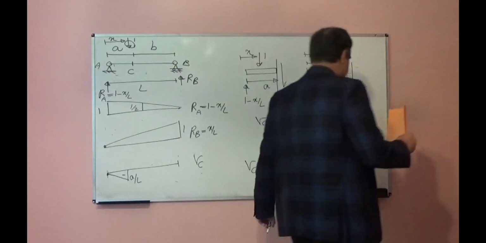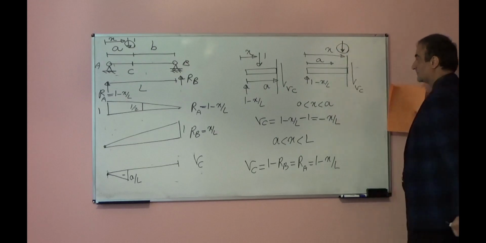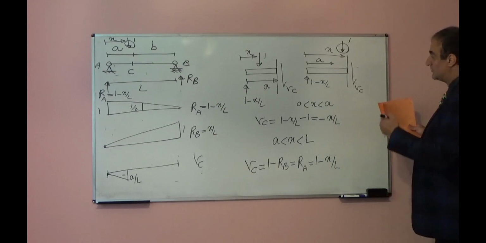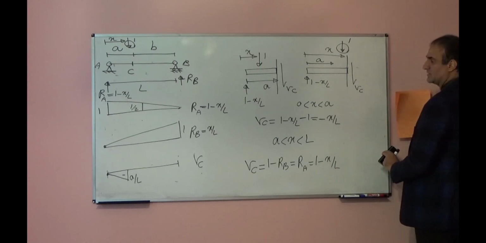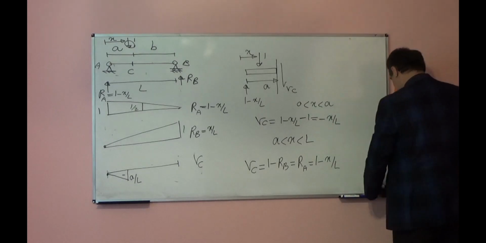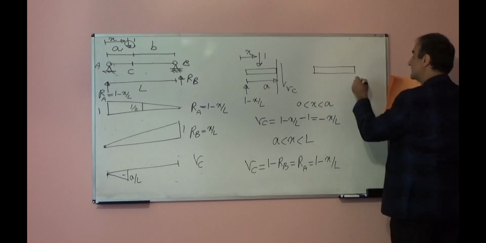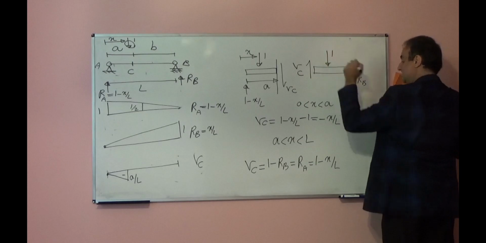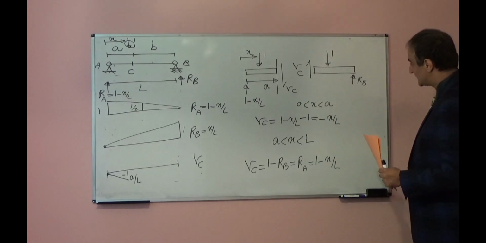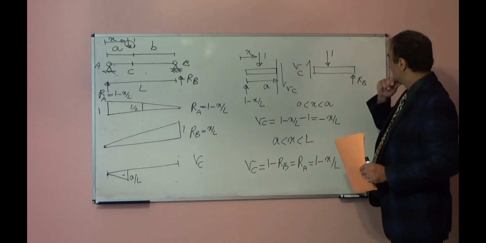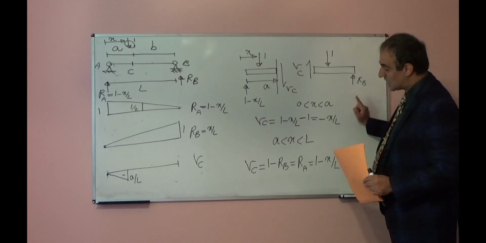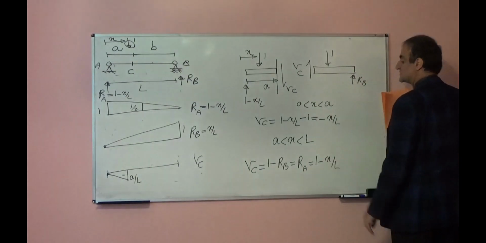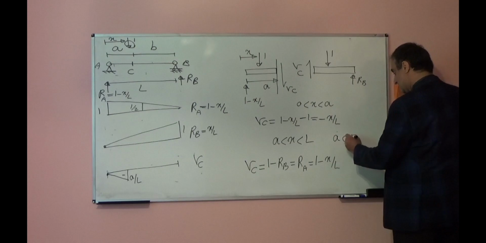The unit load is now here, it is 1. This time, if I look at the other side, let's draw the free body diagram from it. Maybe it is easier to visualize. This will be RB, this will be VC, unit load is here. Summation of forces in the vertical direction: VC is equal to 1 minus RB, which is equal to RA, that will be 1 minus X over L. So from A to L.